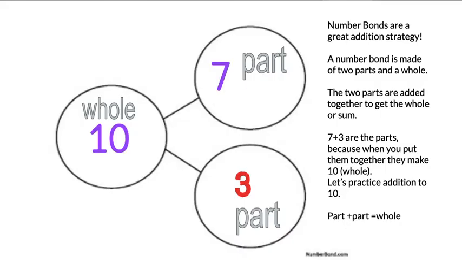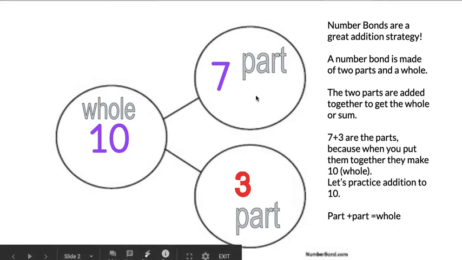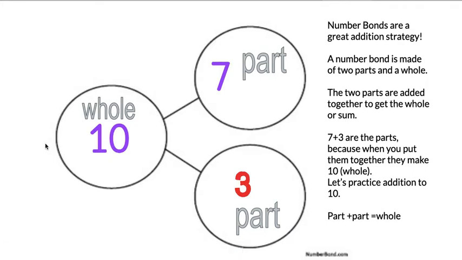So number bonds are a great addition strategy. A number bond is made of two parts and a whole. You can see that the 7 and the 3 are what we call the parts, and then the 10 is the whole. The two parts are added together to get the whole or the sum. 7 plus 3 are the parts because when you put them together, they make 10, or we say the whole. Let's practice addition to 10. Just remember, the part plus a part equals the whole.